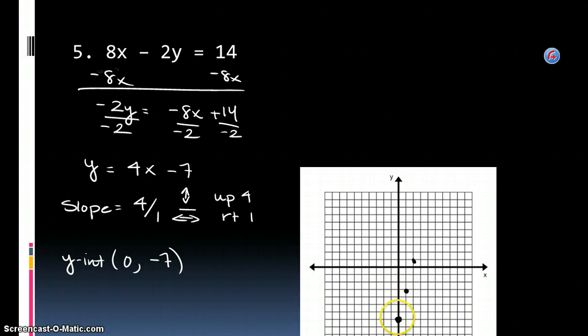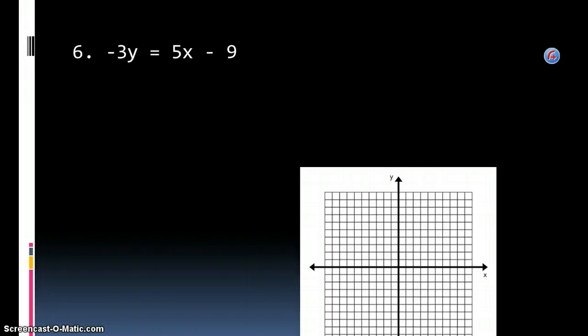Okay, so you should have begun right here at -7, and then you went up 1, 2, 3, 4, and right 1, up 1, 2, 3, 4, and right 1. Then you hopefully connected, and your line should kind of look like mine. Should cover up your whole graph, and you should have arrows at the end of each of them. And then you should also have labeled y equals 4x minus 7. I don't actually care if you put the slope-intercept form or the standard form of the line.